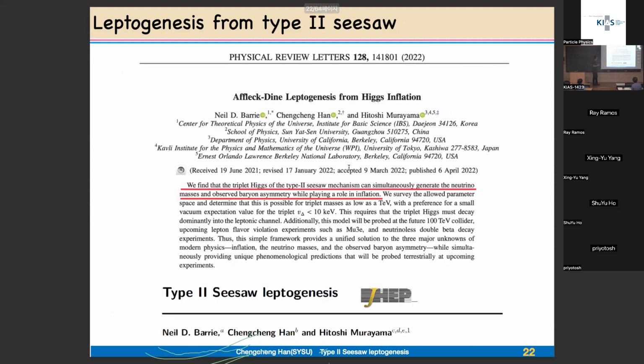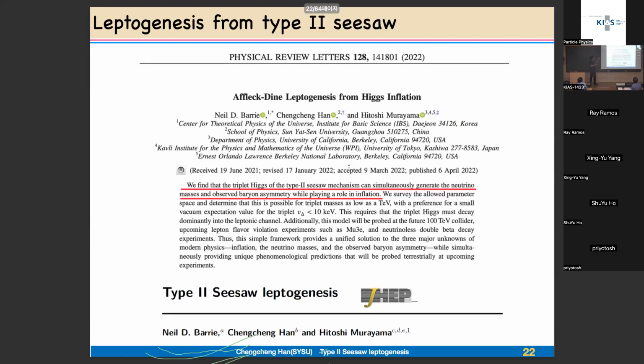Okay, then last year we completed this work. In the beginning we used a title like diamond leptogenesis from Higgs inflation, and at the start of the paper we claim one triplet Higgs is enough to generate the lepton symmetry. Later on we wrote a longer version of the paper, and we just use the name type II Seesaw leptogenesis. I will explain how this idea works.